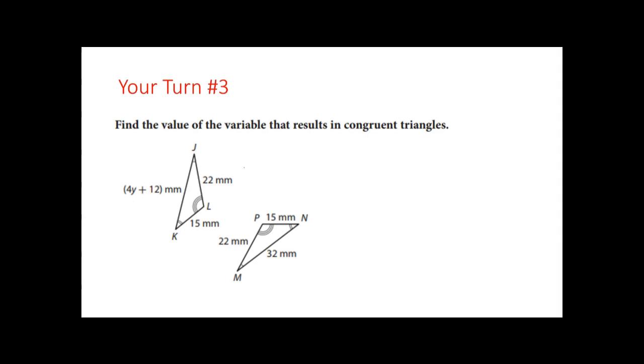All right, your turn number 3. Same situation, except now you're just dealing with the sides. So which side is corresponding to which side? Again, you have a 15 here. Oh, we have a 15 here. It's corresponding to that one right there. So basically figure out who's corresponding to who, and then set them equal to each other.